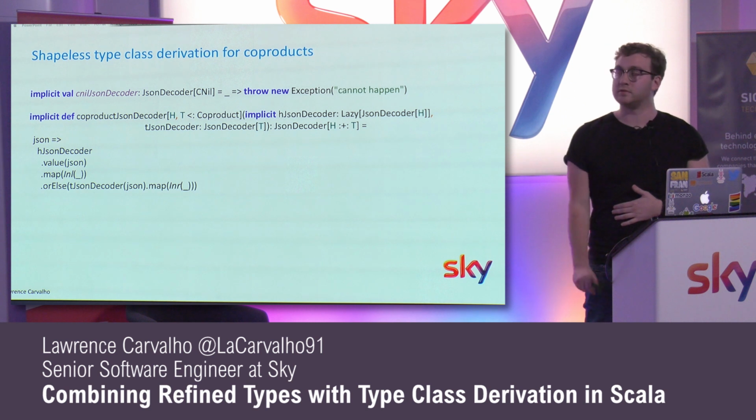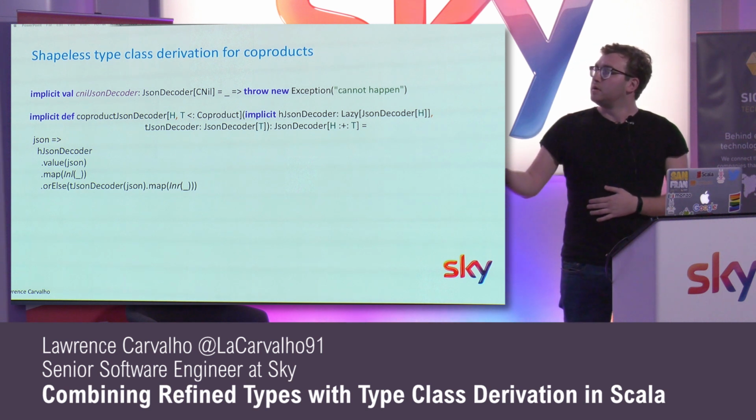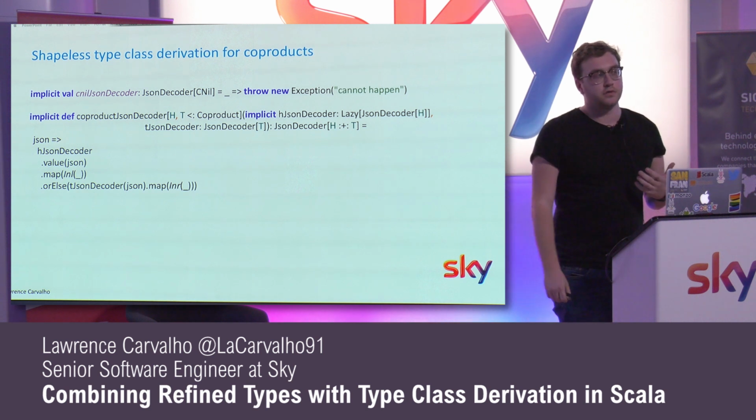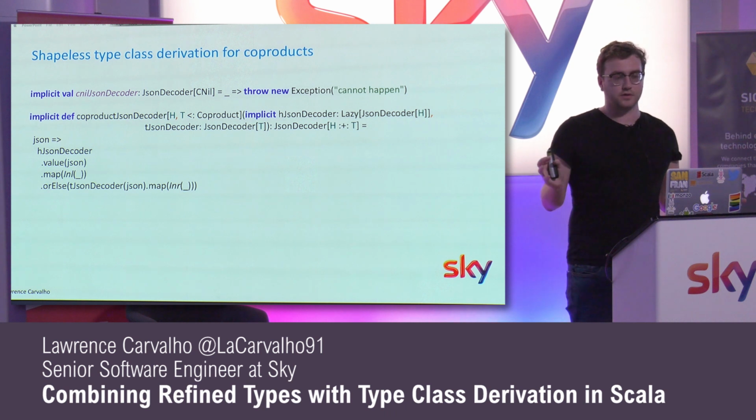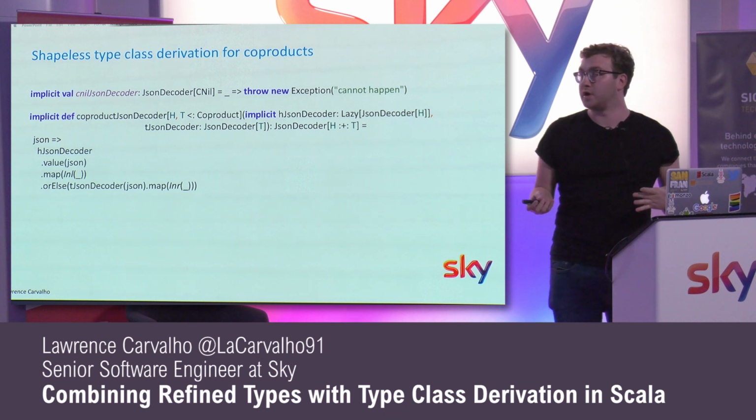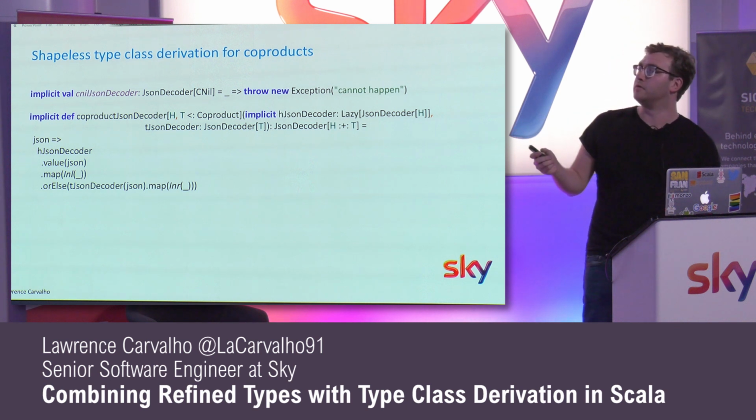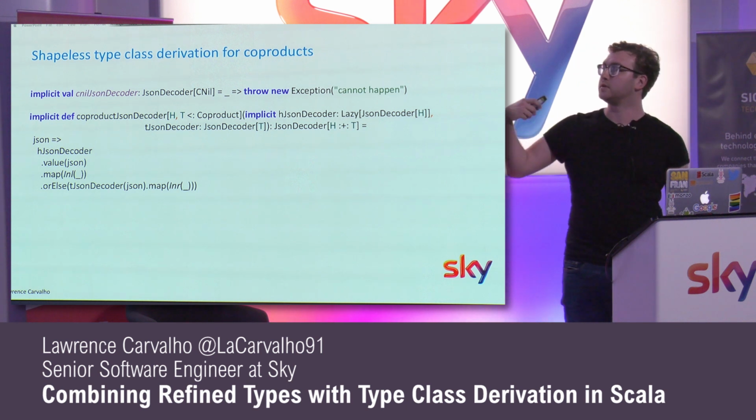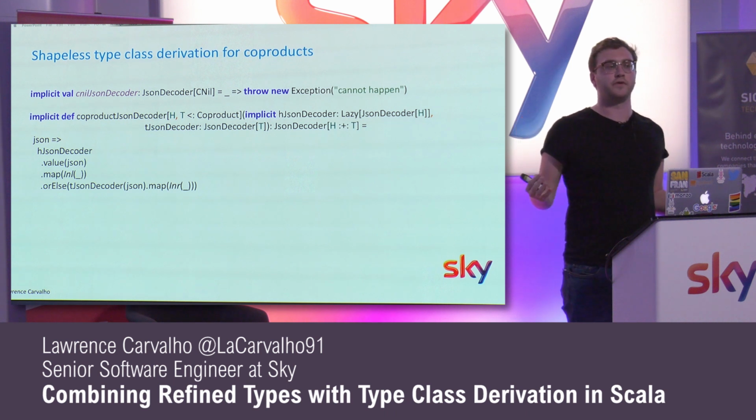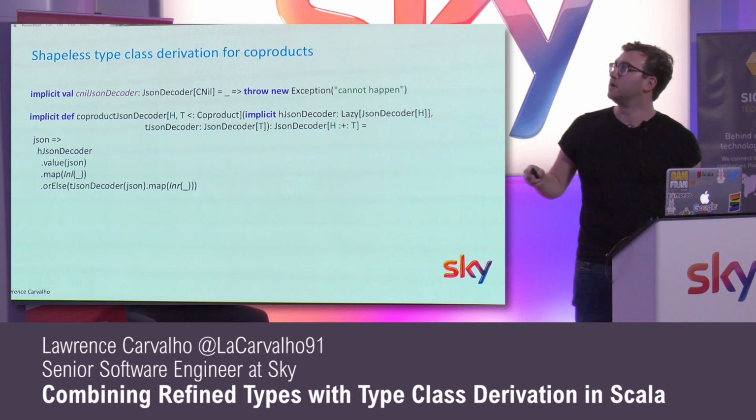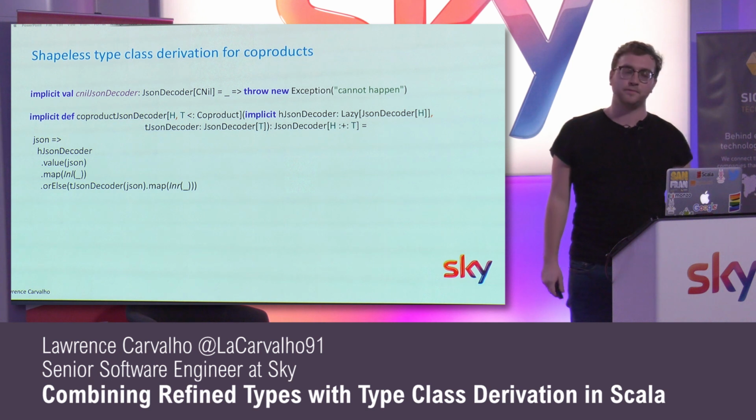Shapeless type class derivation for co-products. So see at the top here, I've defined one for CNil, and it throws an exception, which, I don't know if most of you are like me, but I hate writing the keyword throw in any Scala code. But don't worry too much, because CNil is comparable to nothing. You cannot have an instance of that. So it's just to get it to compile.